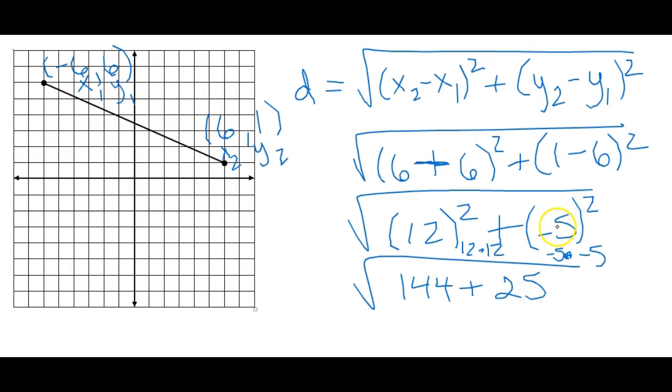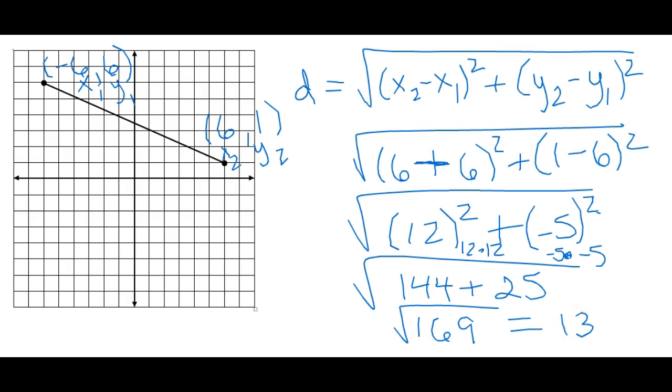You do have to watch out if you plug this into a calculator. If you do not include the parentheses with the exponents and the numbers negative, the calculator is going to tell you it's negative 25 when the answer is positive 25. So you do want to make sure to include the parentheses in your calculator. Then we add together. 144 plus 25 is 169. And then we square root. The square root of 169 is 13.